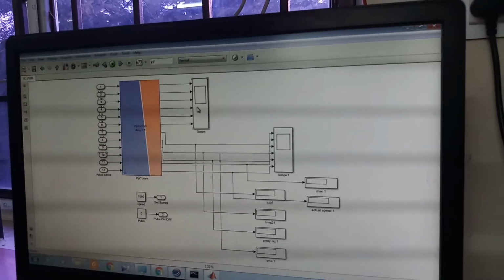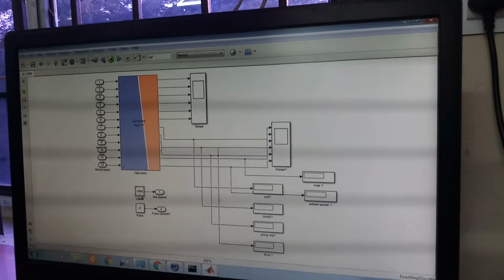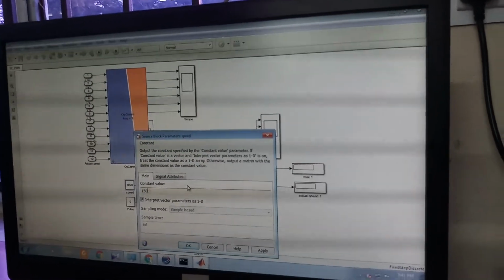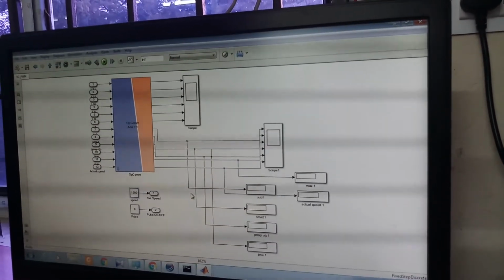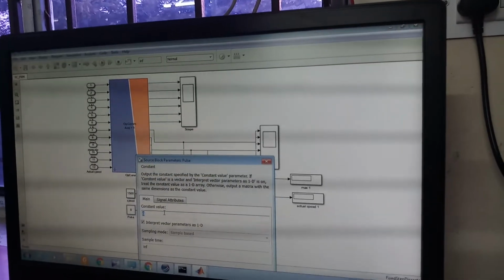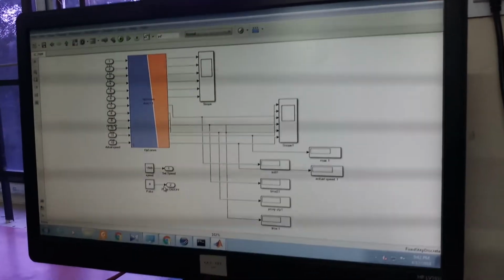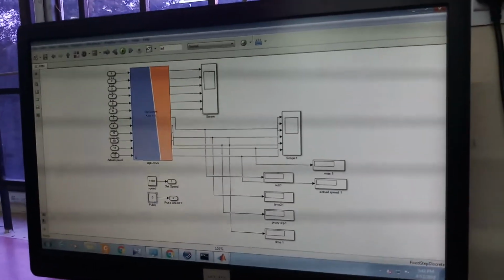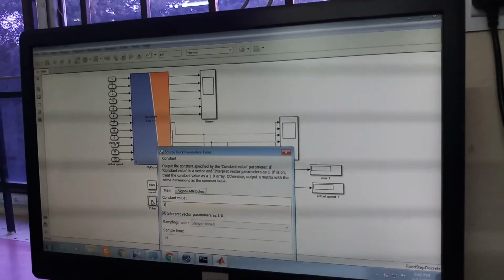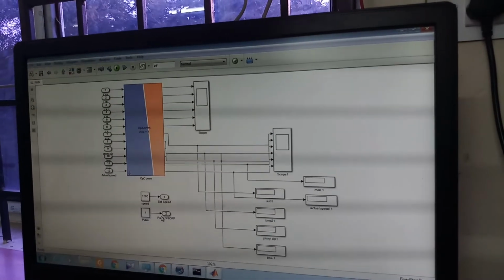Here I can set the speed as 1500 and also switch on the pulses. If I give 0 here, the pulse will be cut from the driver unit. If I give signal as 1, the pulse will go to the driver unit.